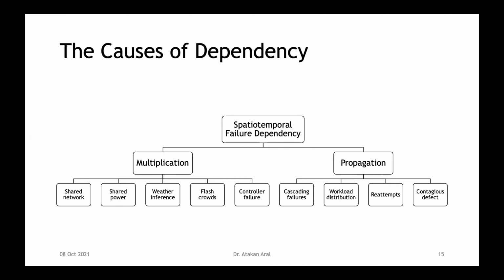We also made another analysis to understand this problem better. And we identified 2 types of spatiotemporal failure dependencies. One of them is multiplication, when failures in 2 or more deployments have a common cause. For example, they are sharing the same network. So when the network fails, they fail simultaneously.